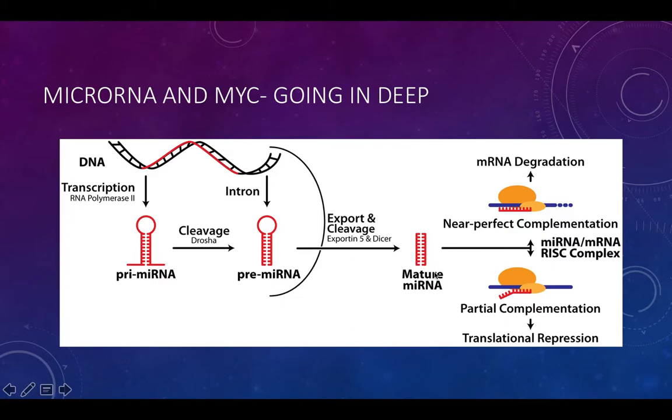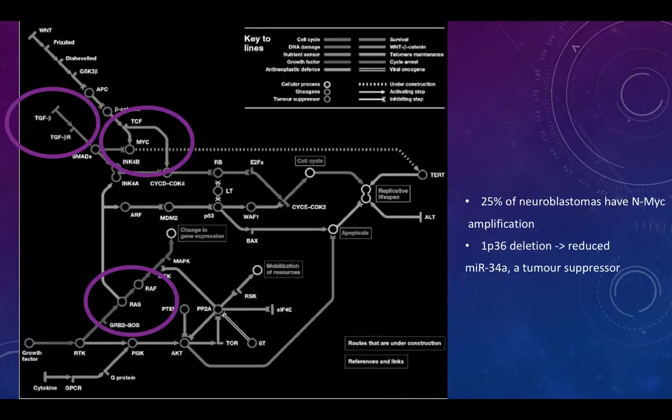So now here's the ultimate principle. microRNAs are the regulators of messenger RNAs. Messenger RNAs are the effector molecules of your genes, and these genes could be oncogenic, such as tumor suppressors and proto-oncogenes. Now we will talk about MYC and neuroblastoma.